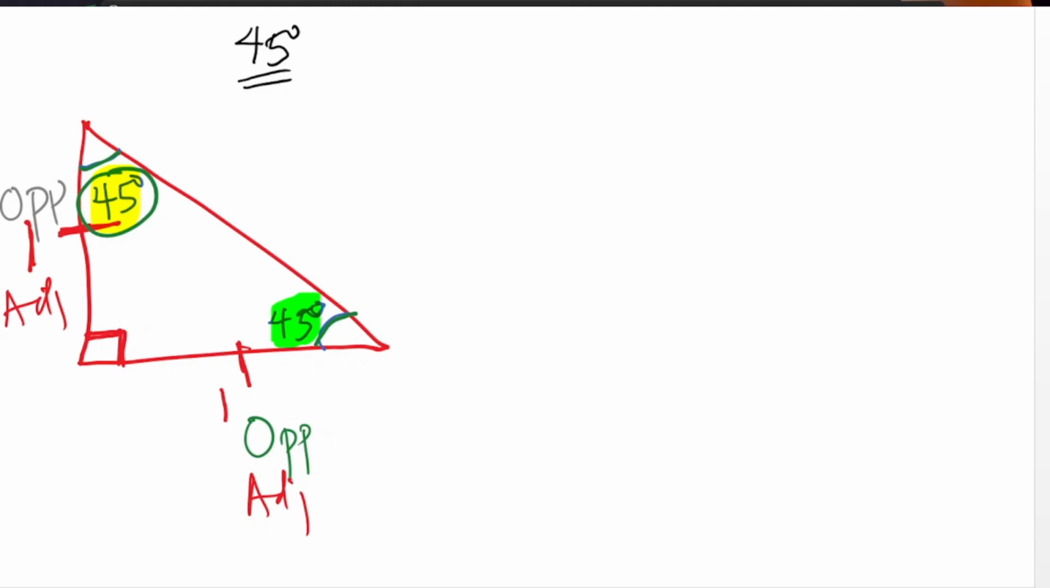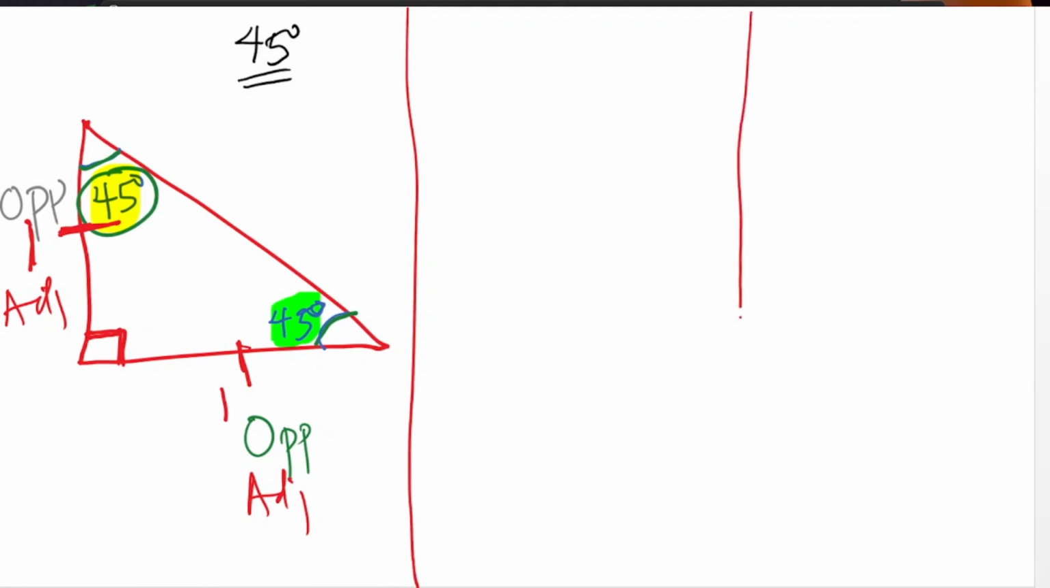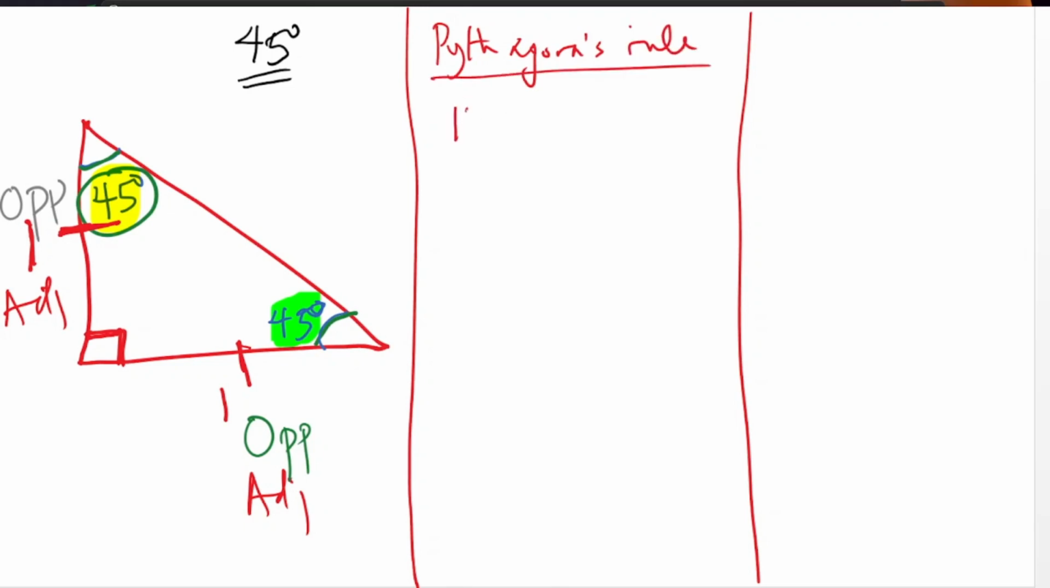So for the hypotenuse, we apply the Pythagoras theorem to this. Let me divide this into 3. Using the Pythagoras theorem rule, which says hypotenuse squared equals opposite squared plus adjacent squared. In this case, the hypotenuse, which is here, let's call it x, so that is x squared. Then the opposite, which is 1 squared, and the adjacent is also 1 squared.